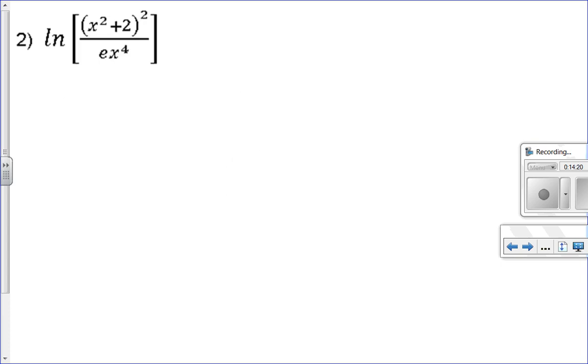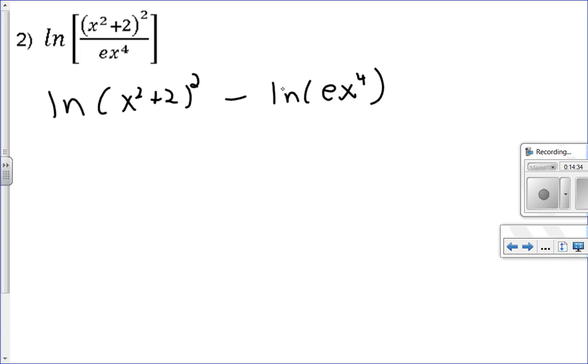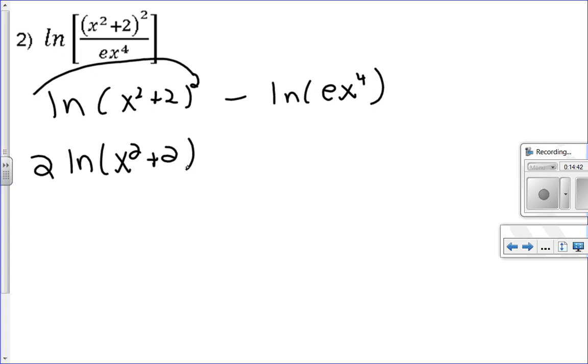Okay, this one here, we're going to expand this, first of all, as a quotient. So this is the natural log of x squared plus 2 squared, subtract the natural log of e x exponent 4. Subtracting because it's a quotient. Okay, anything that has an exponent I of course can bring down. So this is 2 times natural log of x squared plus 2 minus. Now I can't bring this exponent 4 down because the 4 is only for the x, not also for the e.